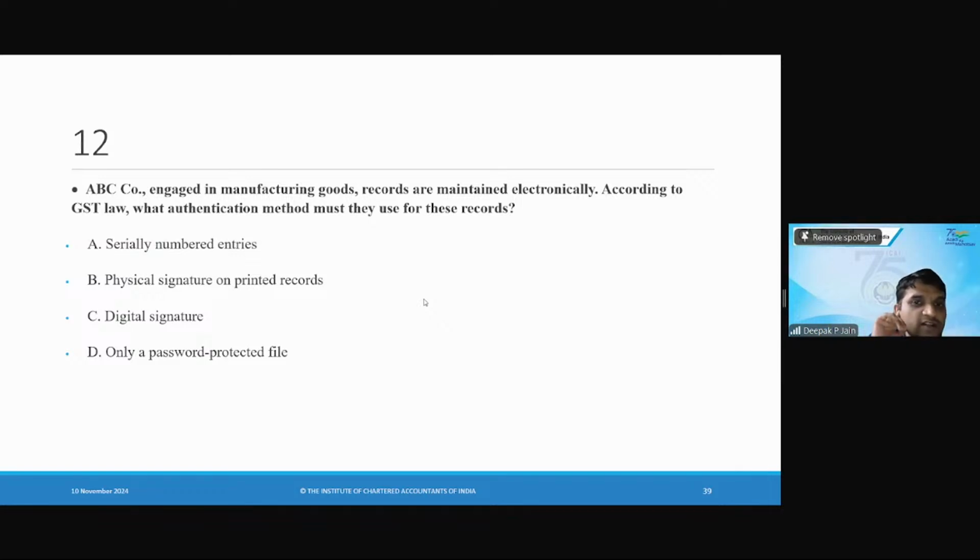ABC is engaged in manufacturing goods. Records are maintained electronically. According to GST, what authentication method should they use? Electronically के लिए क्या करना पड़ेगा? They have to use physical signature on printed. नहीं. Only a password protected file? No, it is C, digital signature. पासवर्ड नहीं देते हो तो भी जरूरी नहीं है. If you are giving password protected, then you give the password to the officer, but digital signature से you have to authenticate it.